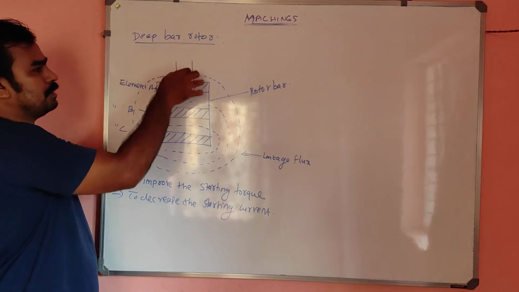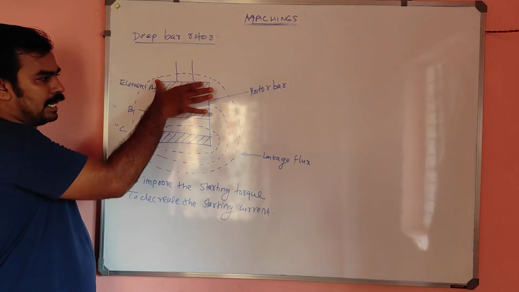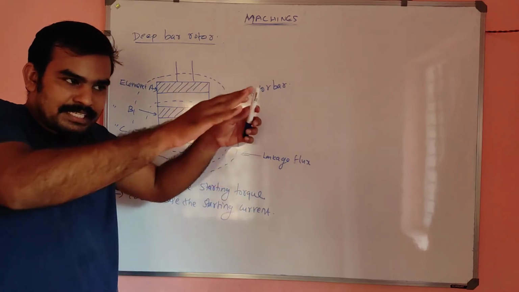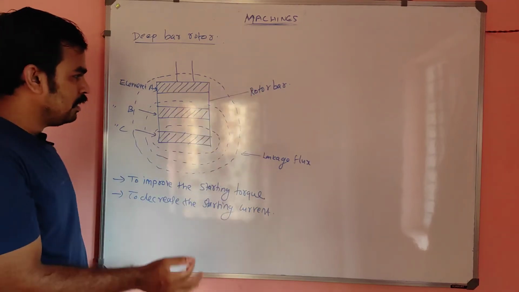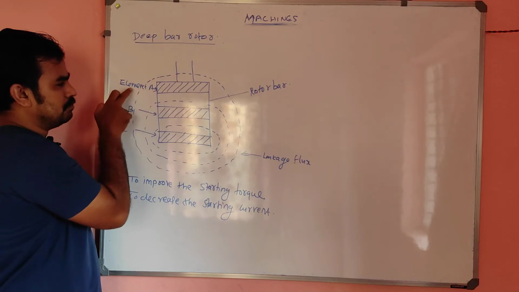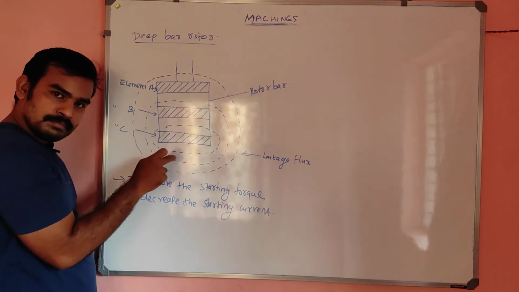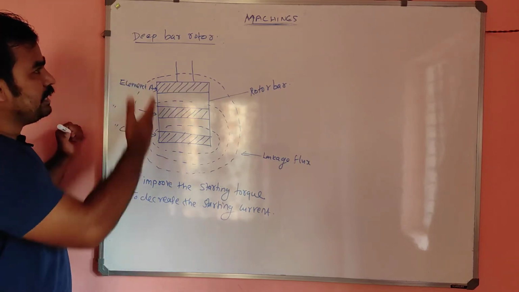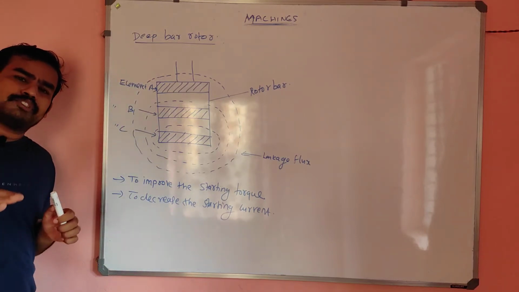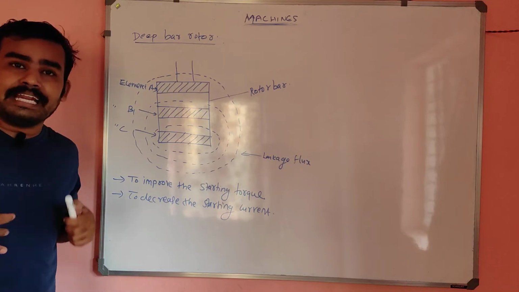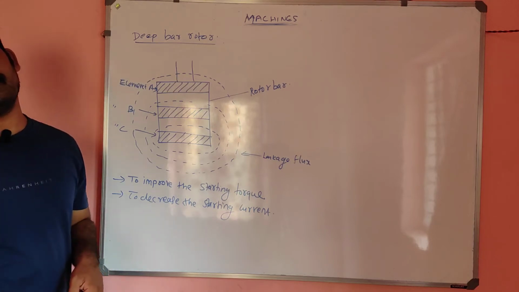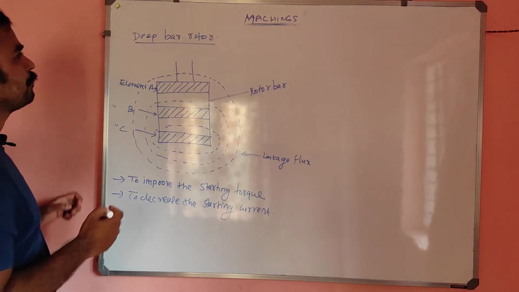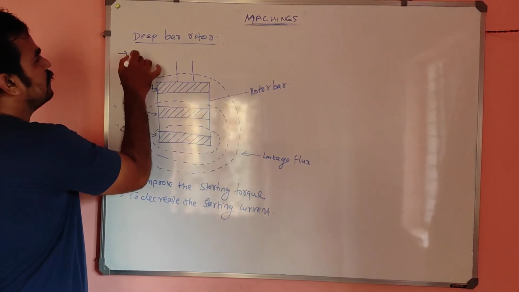This is nothing but, my dears, the slot of the rotor surface, or simply the slots of the rotor surface, made up of 3 elements. Normally in the squirrel cage, especially, the starting torque problem arises in the squirrel cage induction motor rather than the slip ring. So this is for the squirrel cage induction motor.